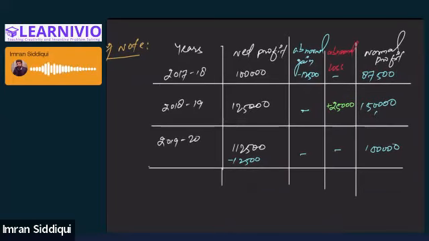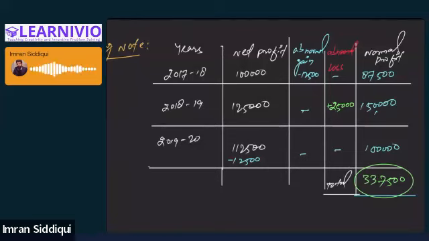Right, now we'll total the normal profit of the last 3 years, and the total will be 2,50,000 plus 87,500, this will be 337,500. Please confirm if this is right. Yes. 337,500 should be it now. Okay. Yes. So this is the normal profit of the firm for the last 3 years, the total normal profit.